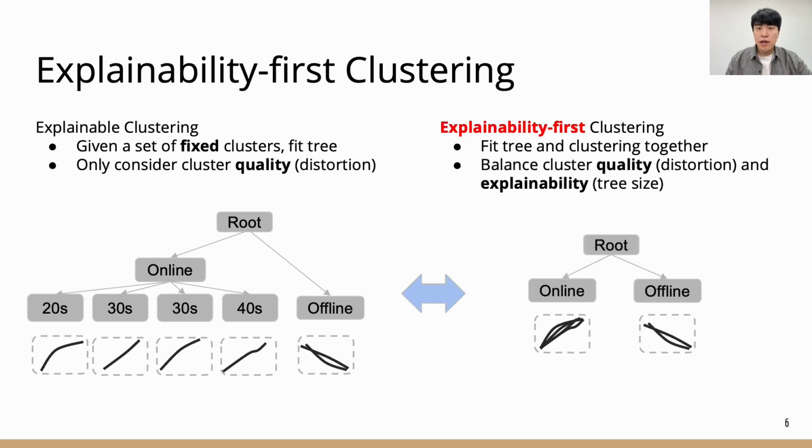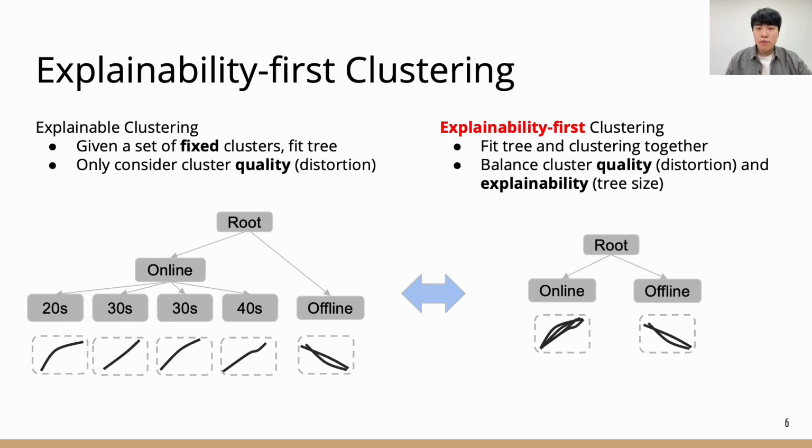Our approach, explainability-first clustering, performs both clustering and decision tree training holistically to find more explainable decision trees while possibly trading off some of the clustering quality. The goal is to balance the clustering quality and decision tree explainability. In our problem, we assume that smaller decision trees are more explainable as it is easier to read.